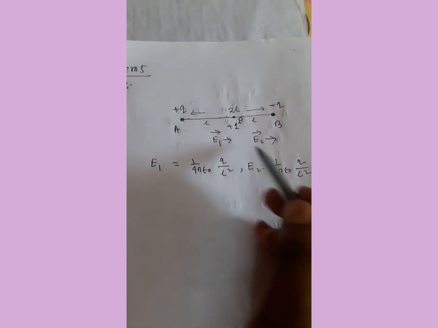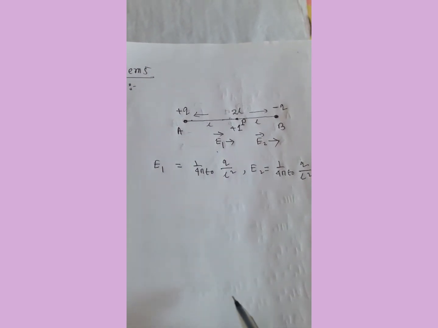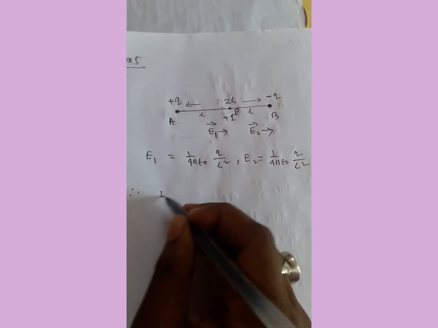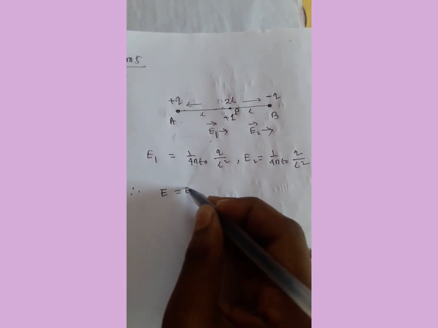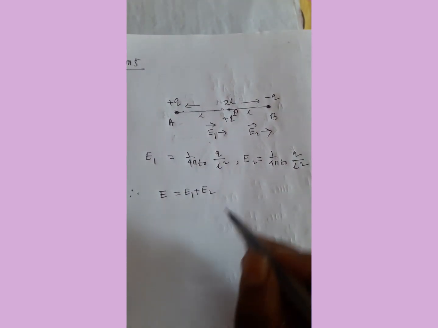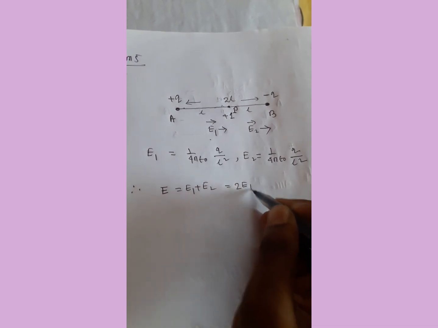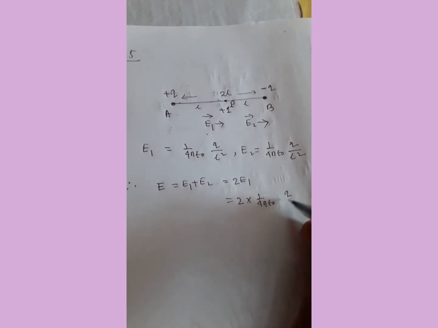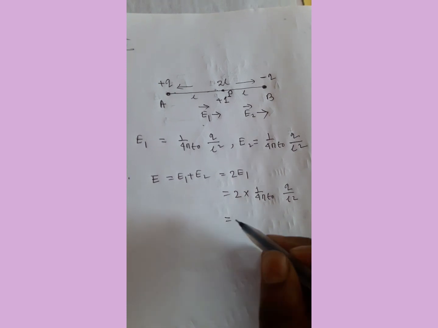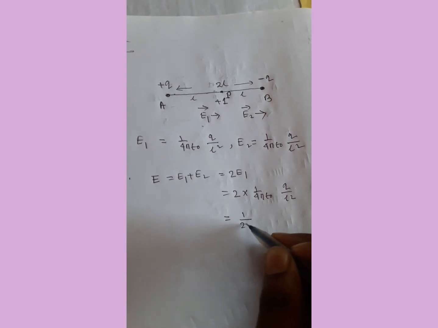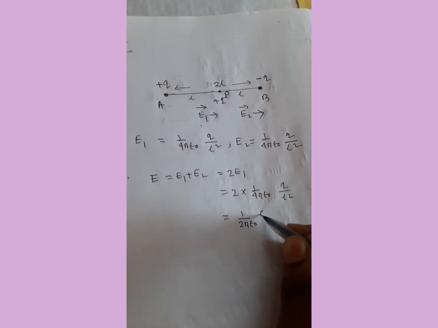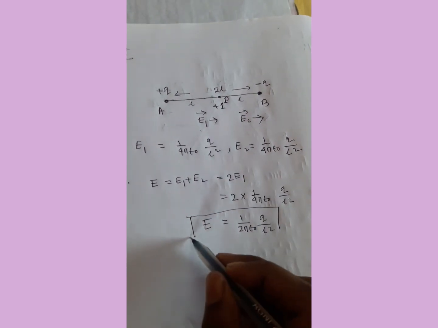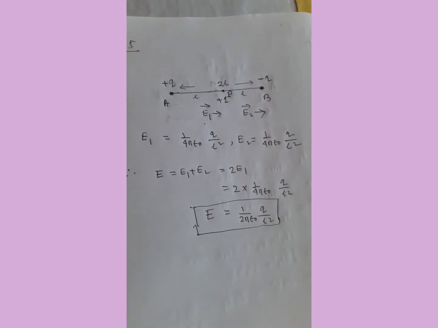We see that the two electric fields E1 and E2 are in the same direction. Therefore, the resultant electric field E equals E1 plus E2 equals 2E1 equals 2 into 1 by 4 pi epsilon naught, q by l square, that is, 1 by 2 pi epsilon naught into q by l square. This is the resultant electric field at the point P.